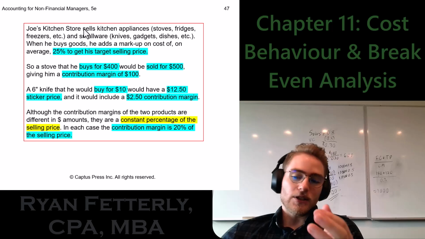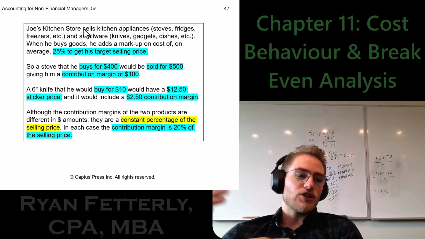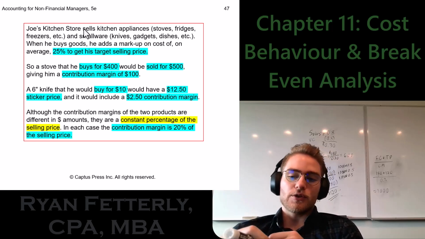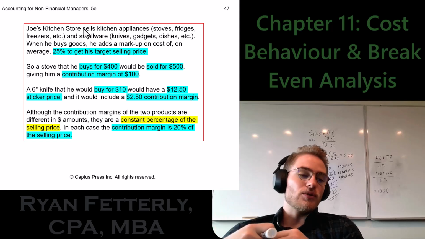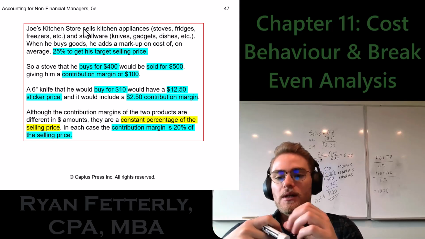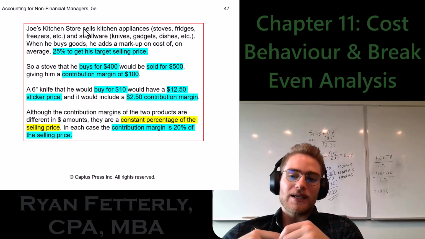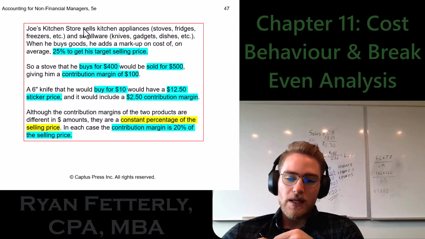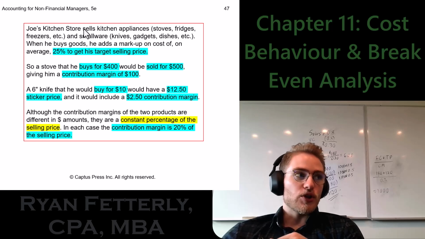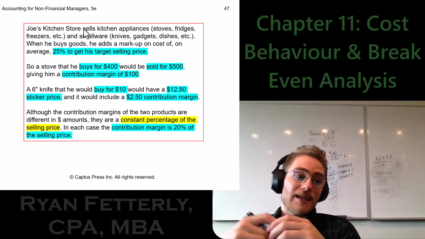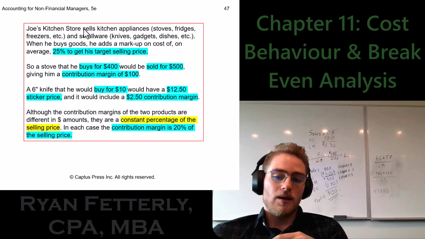They're a constant percentage, right? So even though when I sell a stove, I make $100 in contribution margin, and when I sell a knife, I make $2.50 contribution margin, it's still at the same rate. It's still at the exact same rate of 25%, right? Even though it's different per unit, it's at a 25% rate, and I can use that 25% when I'm still doing these calculations.